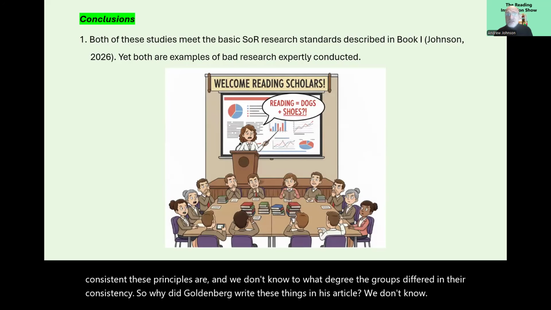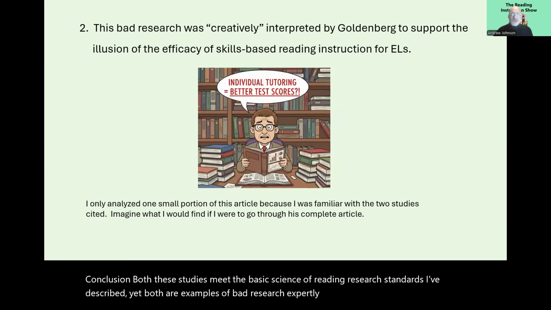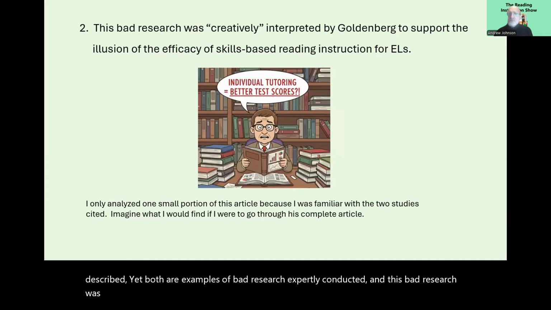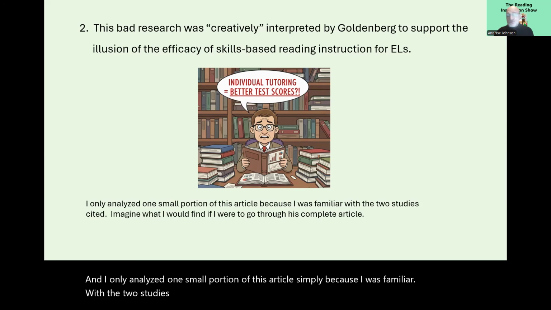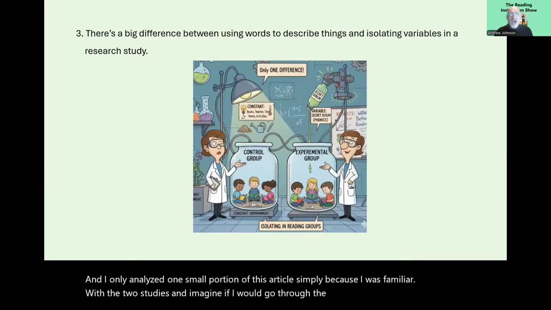Conclusion, both these studies meet the basic science of reading research standards I've described, yet both are examples of bad research expertly conducted. And this bad research was creatively interpreted by Goldenberg to support the illusion of the efficacy of skills-based reading instruction for ELs. And I only analyzed one small portion of this article simply because I was familiar with the two studies. And imagine if I would go through the whole article, what I would find.